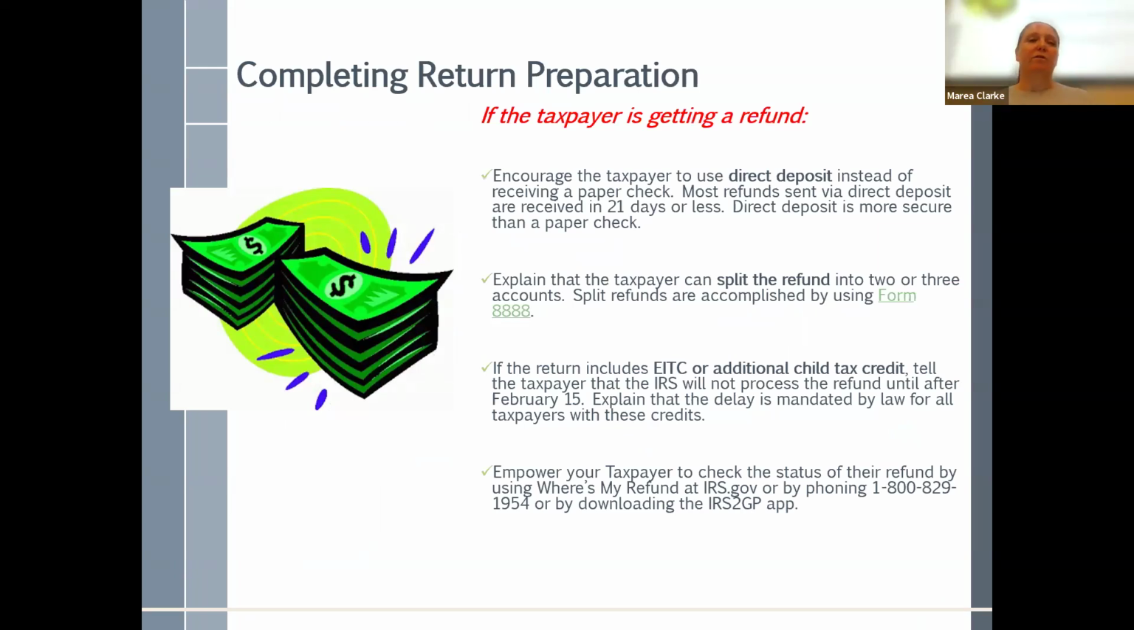If they are getting a refund, again, we're going to always encourage them to do direct deposit, right? The money comes a lot faster. Doesn't matter if you ever move.